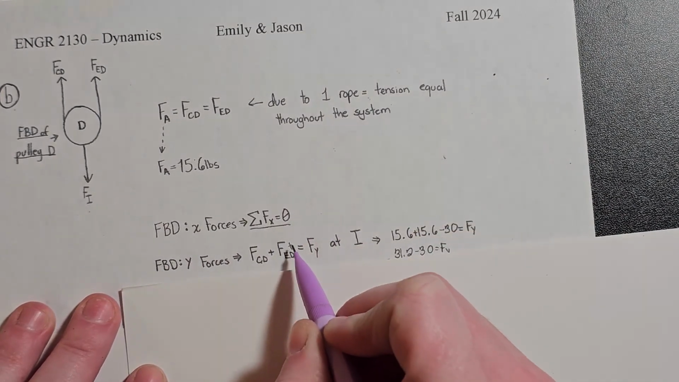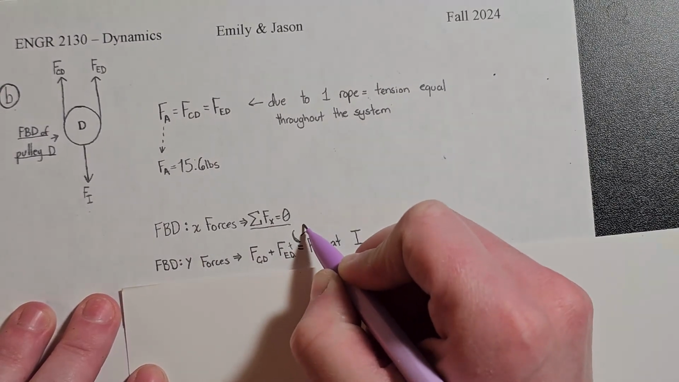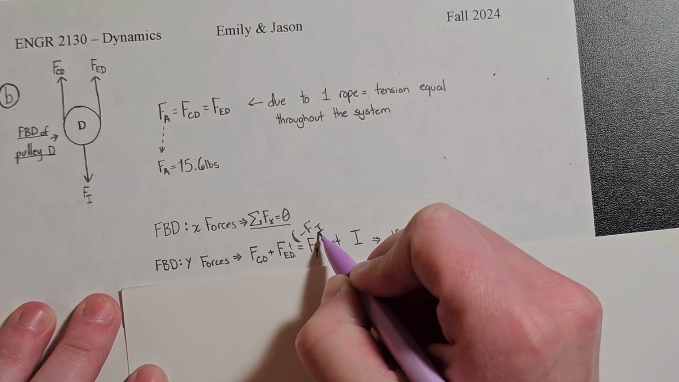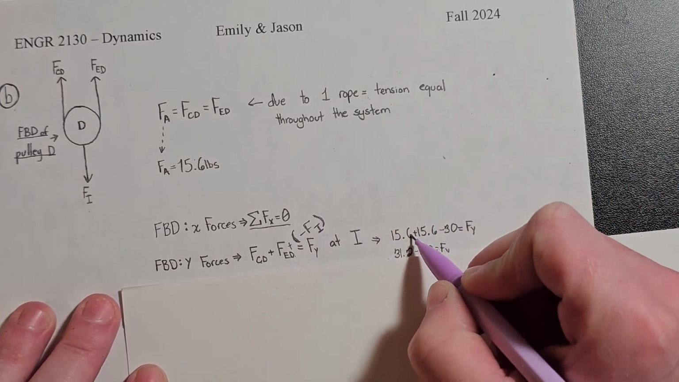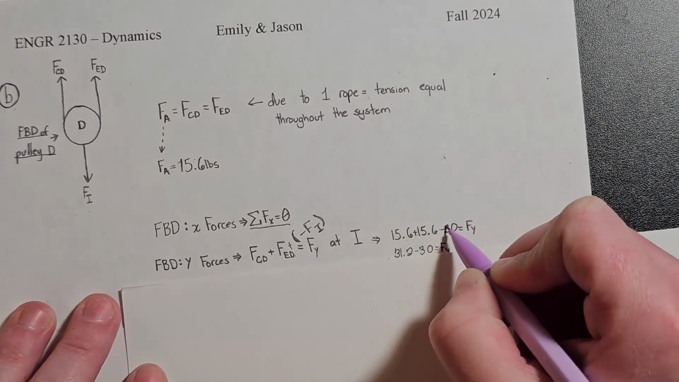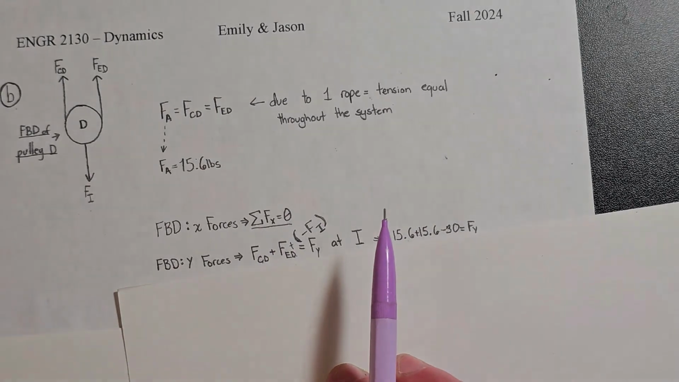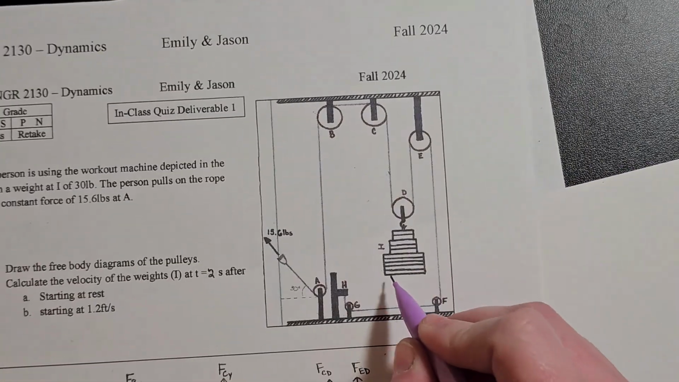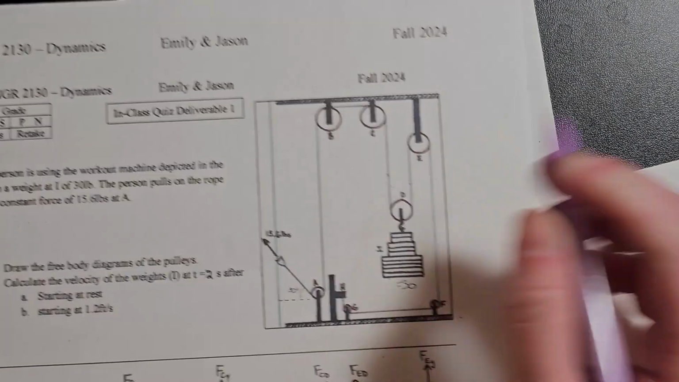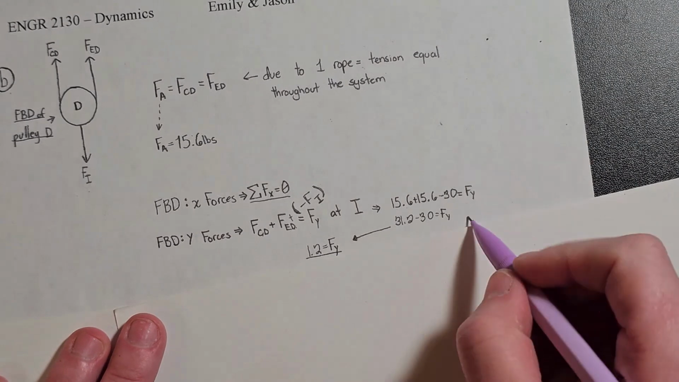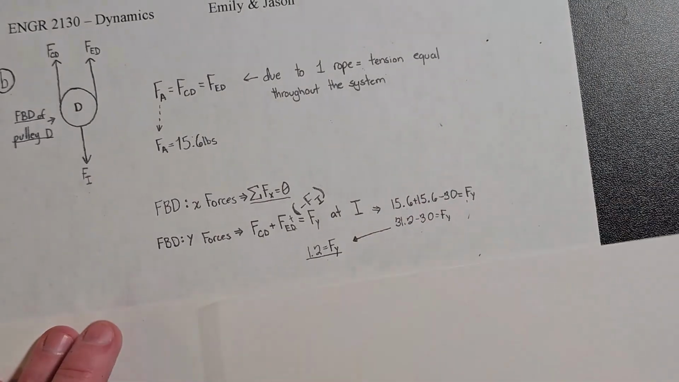FCD plus FED plus, since it's a summation of forces, but since FI is in the opposite direction, it would be negative, so it would be the sum of FY. This would give us 15.6 plus 15.6 minus 30, which is the given weight of the weights in the problem at I, which is right here. This is equal to 30. And since these are subtracted from this, we get FY is equal to 1.2.